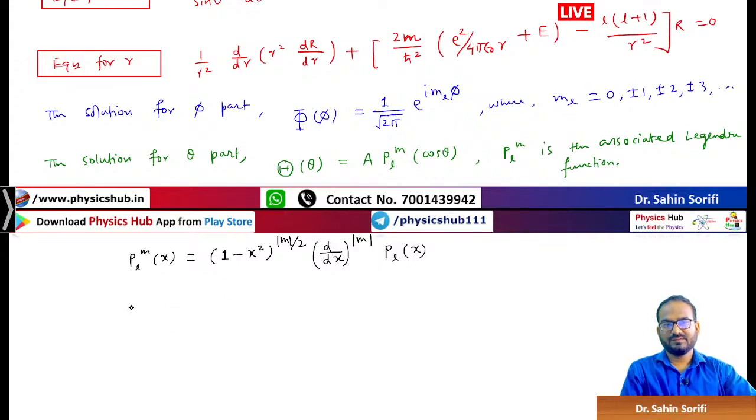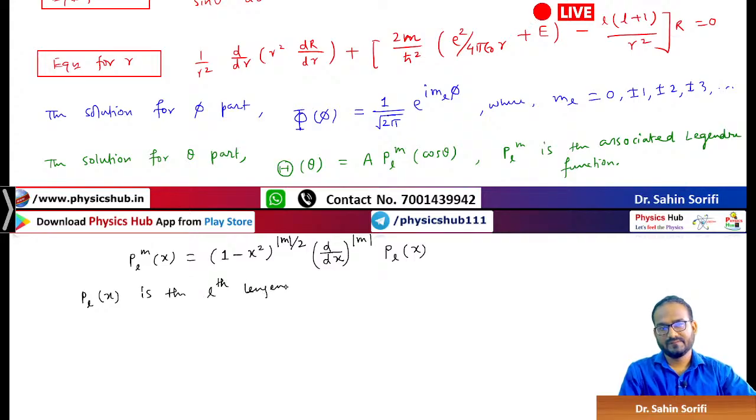What is this PL of x now? PL of x is the Lth Legendre polynomial. Try to understand the difference.